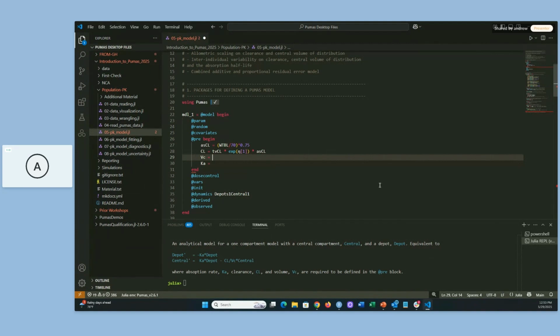Good. So we'll do, say, TVVC. For our random, we'll just be able to call this, and just because I don't want to have to retype it, I'm just going to copy paste. We want to make sure that it's separate. So in this matrix notation, if they're both 1, it's going to estimate and assume that the random variability for clearance and volume are the same, which doesn't make a lot of sense in our case.